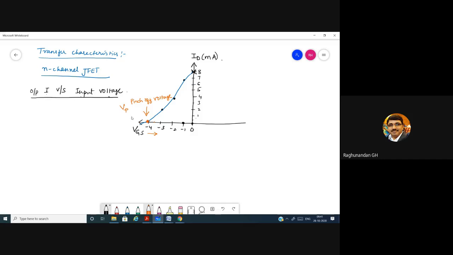In the same way, if someone asks you to plot the graph for a P channel JFET, what modifications do we need to make? What will VGS be? Will it be positive? It will be positive. The same kind of graph for the current, 1, 2, 3, 4, the same graph will appear on the other side.